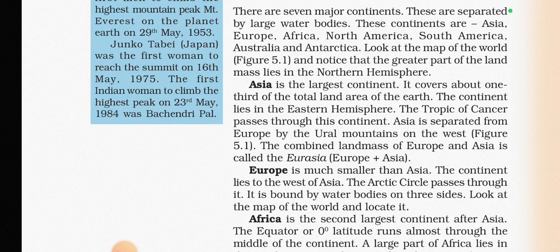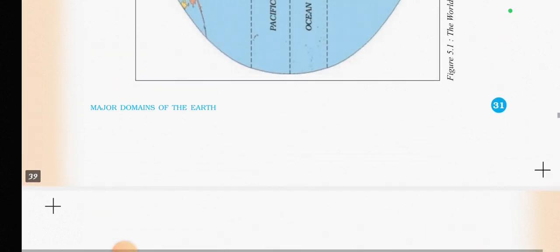Now the next one is Europe. Europe is much smaller than Asia, and the continent lies to the west of Asia. The Arctic Circle, which is in the north, passes through it. It is bounded by water bodies on three sides. In the north you have the Arctic Ocean, in the west the Atlantic Ocean, and in the south the Mediterranean Sea. You can see it here in the map also.